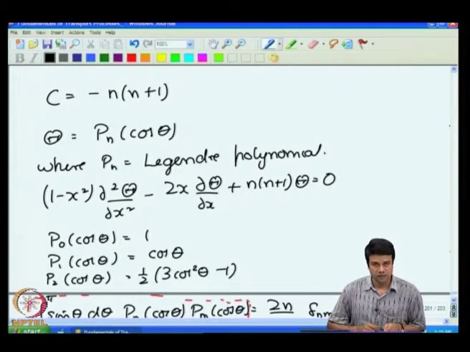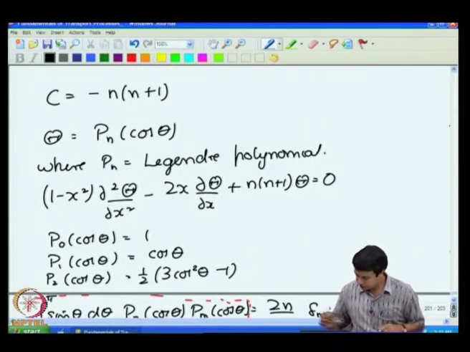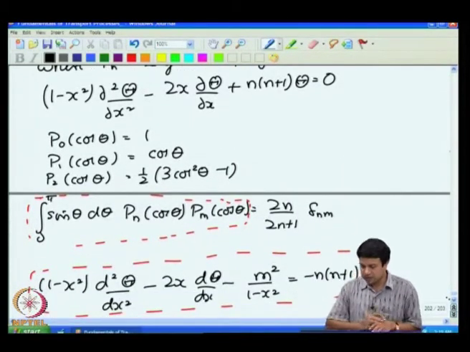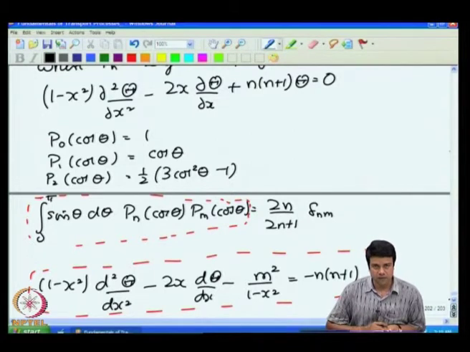I have written down the first few polynomials in this series here: 1, cos theta, half of 3 cos square theta minus 1 and so on. And these Legendre polynomials actually satisfy an orthogonality relation, that the product of two polynomials integrated over 0 to pi, multiplied by sin theta, is non-zero only when n is equal to m. So, the products of these Legendre polynomials are non-zero only when the two polynomials are identical, and they are 0 when the polynomials are different.